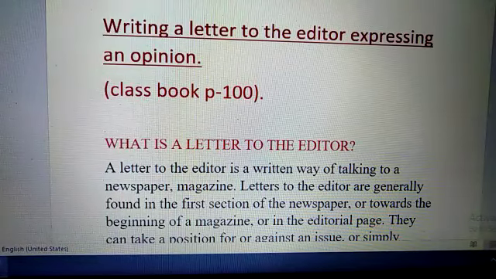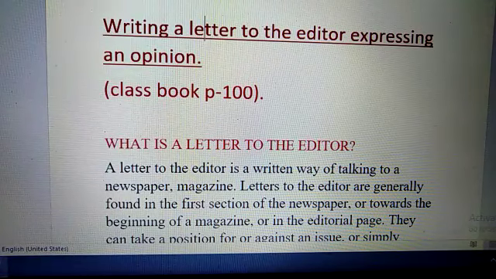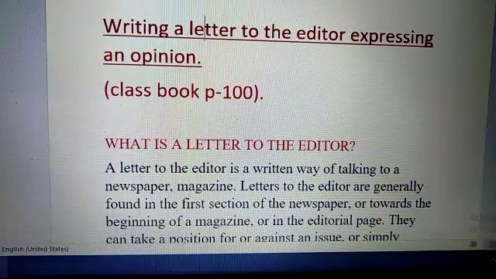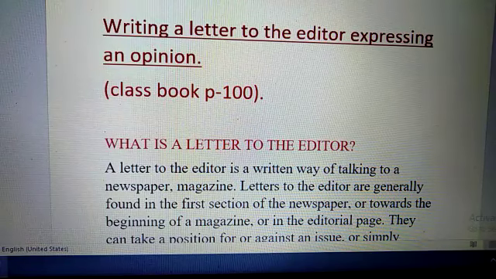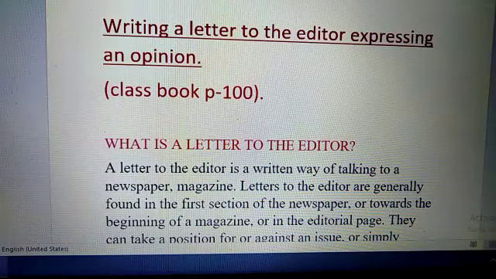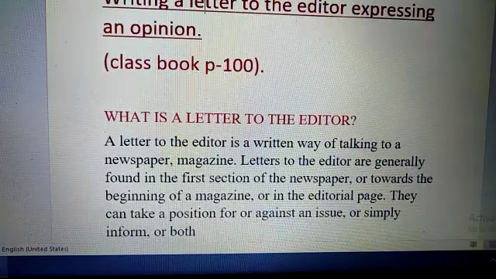So today's lesson is about writing a letter to the editor expressing an opinion. The lesson is taken from your class book, page 100. So let's have a look at the meaning of a letter to the editor. It's not any normal letter.